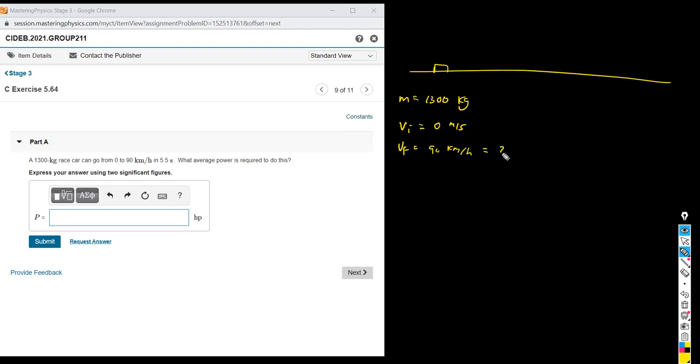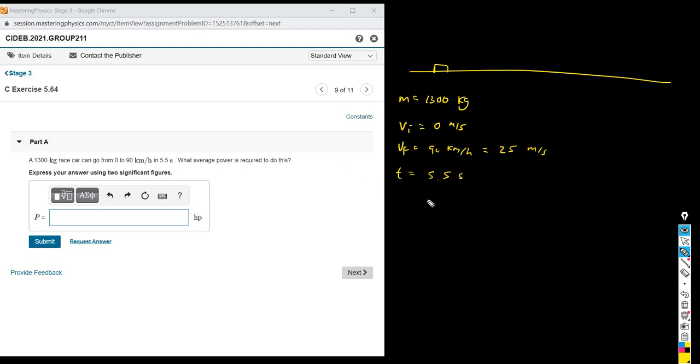And you get 25. So this car can go from 0 to 25 meters per second in how much time? In 5.5 seconds. Okay, this is all we know. And then the question is this: what average power is required to do this? ¿Cuál es la potencia promedio requerida para hacer esto? Remember that power is translated as potencia.